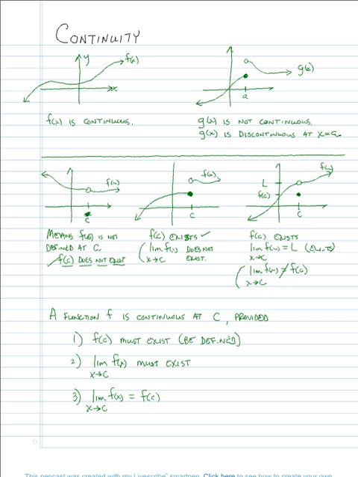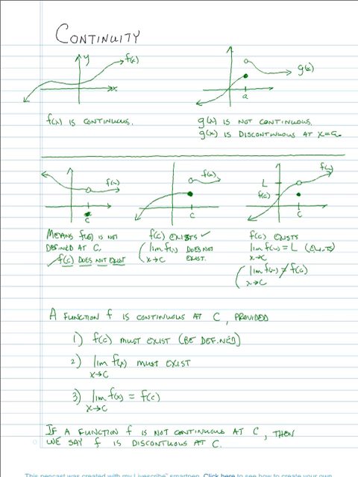Now, if a function is not continuous at c, if any one of those conditions fails, if a function f is not continuous at c, that means it breaks one of these three rules. Then we say f is discontinuous at c.